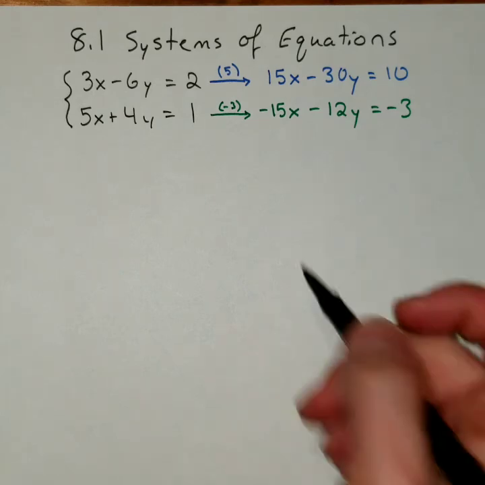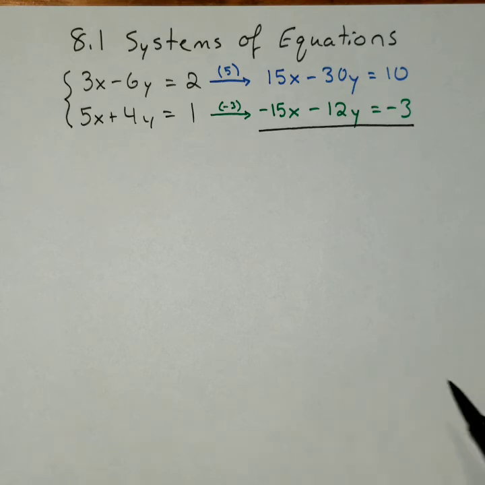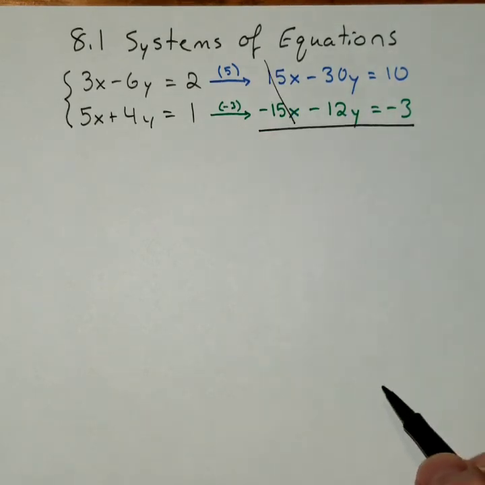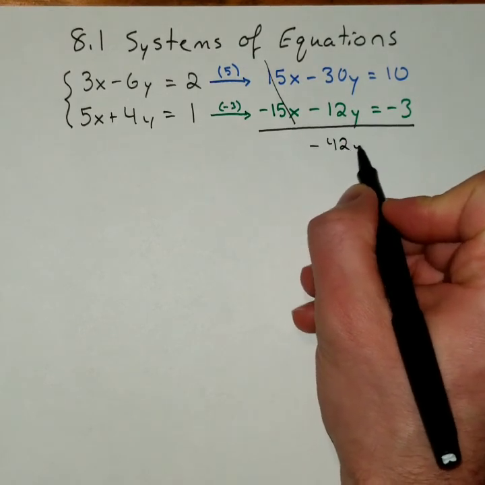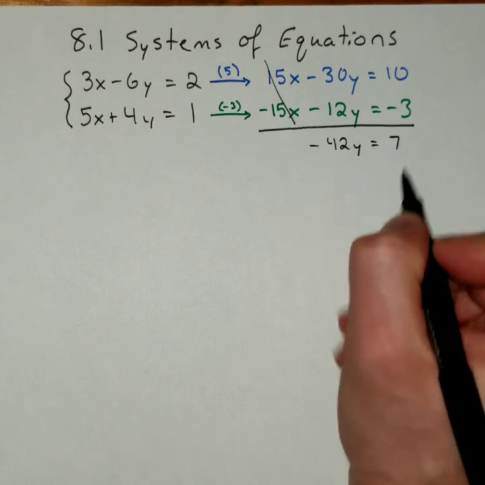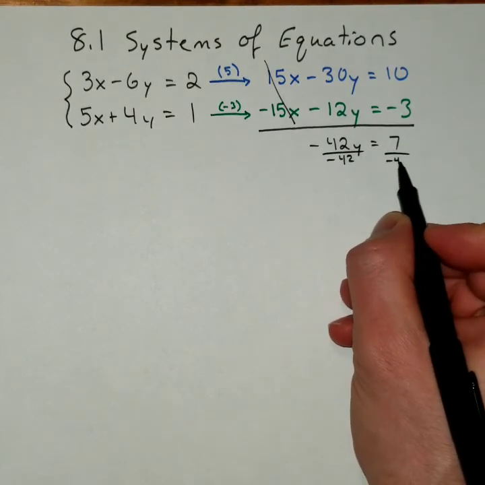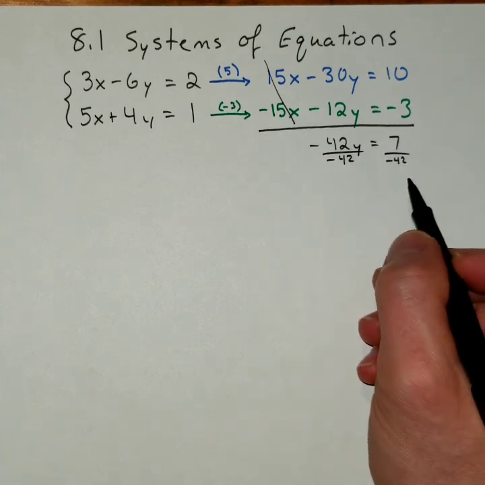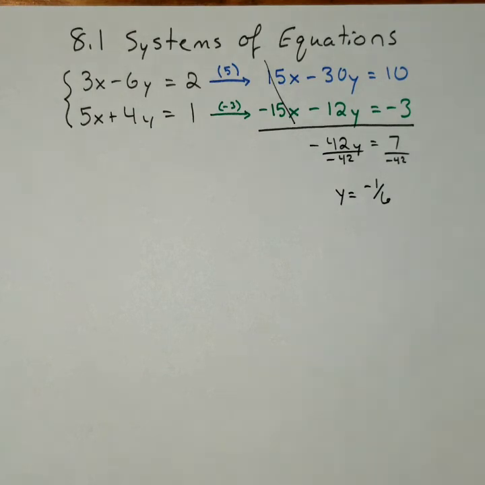And now when I add the equations together, my elimination method, the x's drop out, they're opposite terms, or opposite coefficients. We get negative 42y equals 7. And if you divide out the negative 42, 7 over 42 is 1/6. So you get y equals negative 1/6.